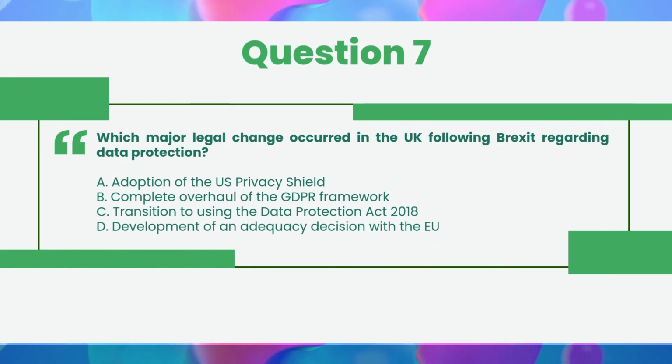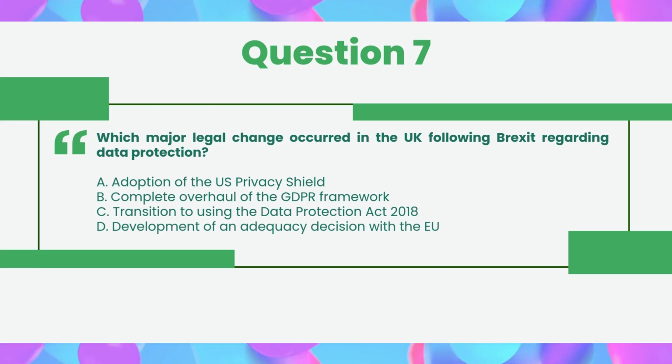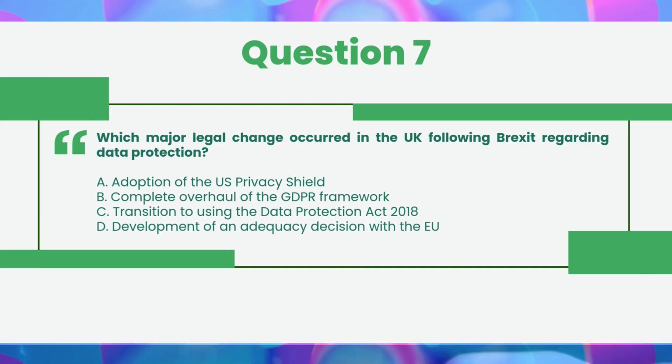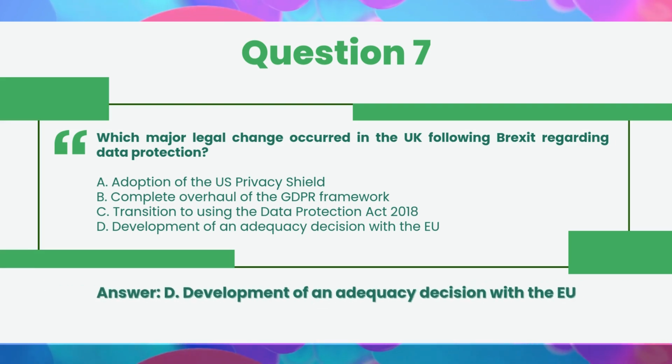Question 7. Which major legal change occurred in the UK following Brexit regarding data protection? A. Adoption of the US Privacy Shield. B. Complete overhaul of the GDPR framework. C. Transition to using the Data Protection Act 2018. D. Development of an adequacy decision with the EU. The answer is D. Development of an adequacy decision with the EU. This is because following Brexit, the UK developed an adequacy decision with the EU to maintain the flow of personal data between the two regions under GDPR-like standards.